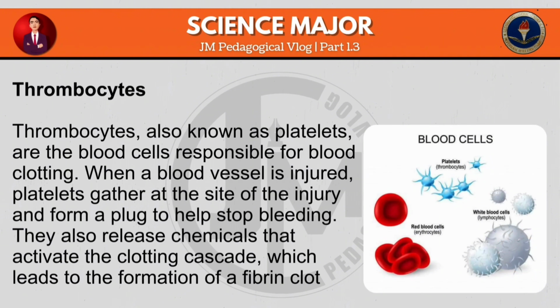Thrombocytes, also known as platelets, are the blood cells responsible for blood clotting. When a blood vessel is injured, platelets gather at the site of the injury and form a plug to help stop bleeding. They also release chemicals that activate the clotting cascade, which leads to the formation of a fibrin clot.